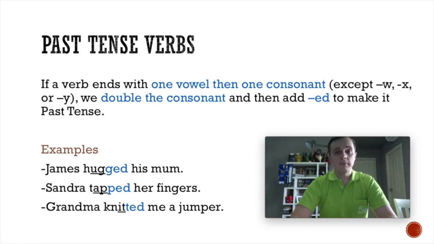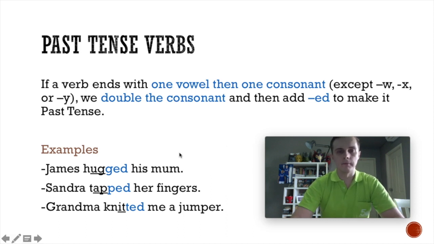If a verb ends with one vowel and then one consonant, except the consonants W, X, and Y, we double the consonant and then add ed to make it past tense. So, James hugged his mum. The verb hug ends with the vowel U and then the consonant G. So we double this G to then add ed to make the verb hugged.